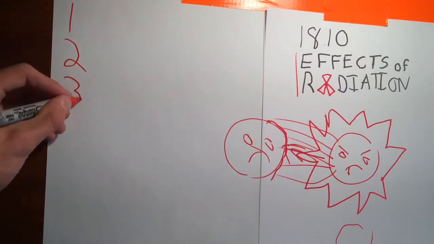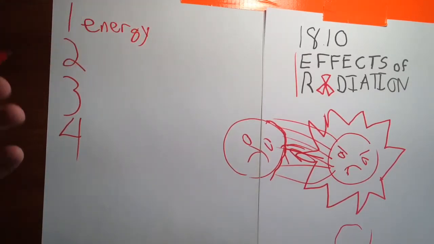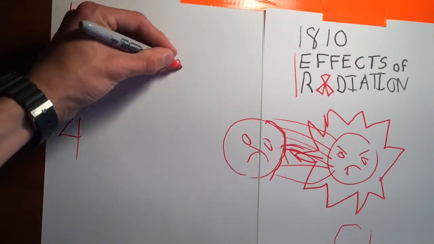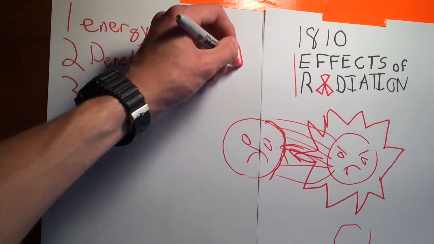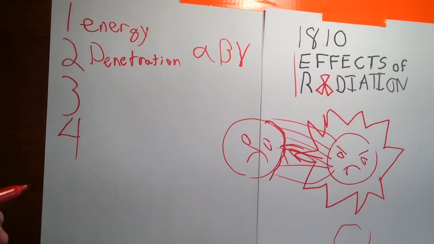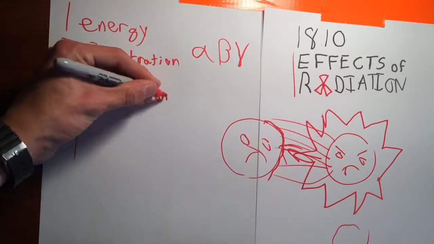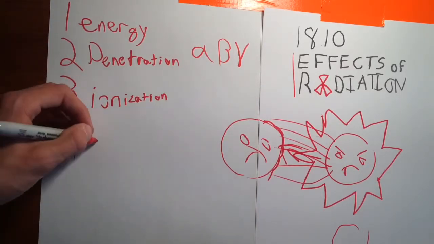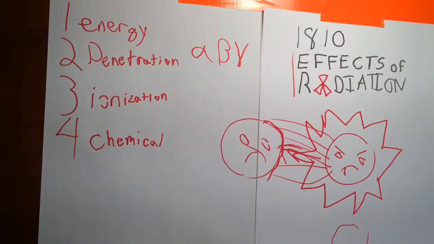So now, the effects of radiation depend on 4 major factors. So 1, 2, 3, 4. Number 1 is the energy of the radiation being given off. The second is the penetration ability. Now, this has to do with alpha particles, beta particles, and gamma particles, which I'll get into later. The third is the ionization ability, so ionization. And the fourth major factor is the chemical property of what's giving off the radiation, so the chemical.